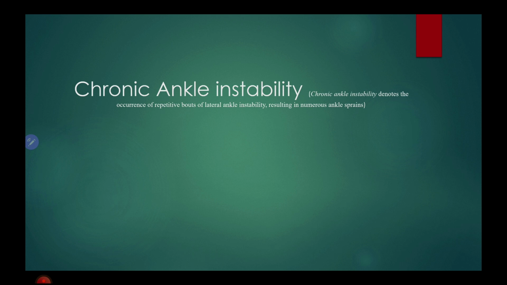So what is chronic ankle instability? Chronic ankle instability denotes the occurrence of repetitive bouts of lateral ankle instability, resulting in numerous ankle sprains. And it has two components. So what are these two components? Functional instability and mechanical instability.